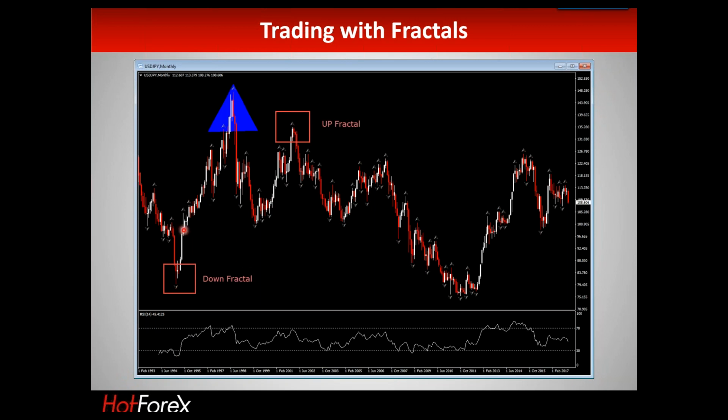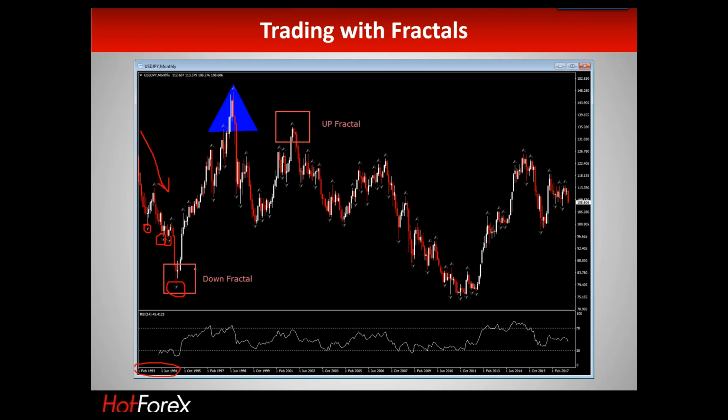So let's take, for example, the first bit. Between 1993 and 1994, we have seen dollar yen drifting lower, following a downtrend, lower lows, and again a lower low, and a down fractal.